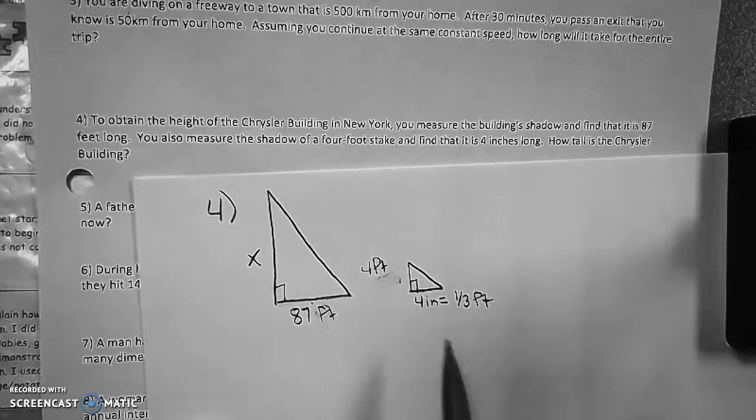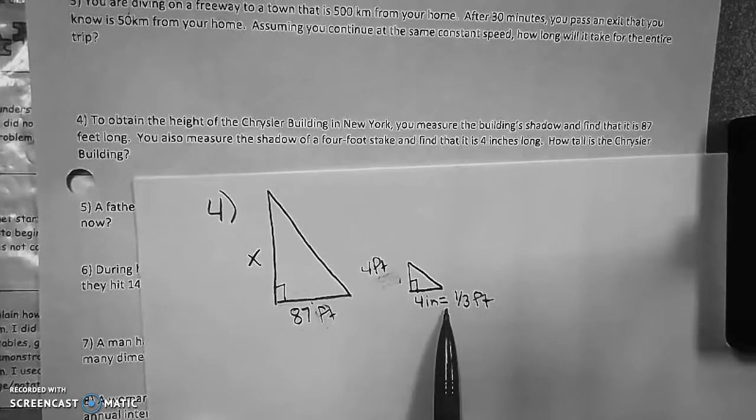So as we're setting this up, we see that it's similar triangles. So it goes back to a postulate that you learned in geometry where you can look at the ratios of these. But I did have to make the units the same. So I took 4 inches and converted it to 1/3 foot.